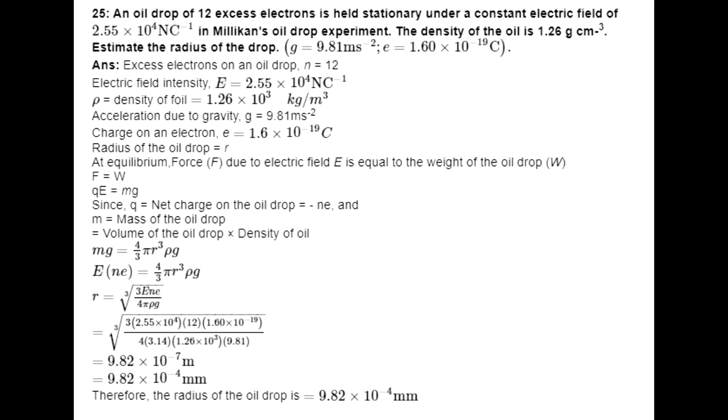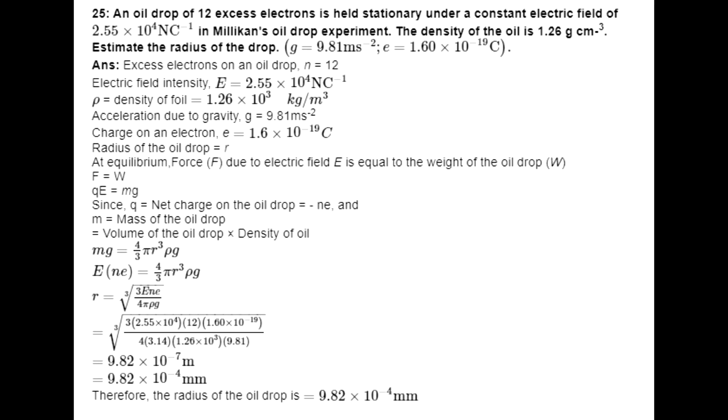That is given. Here you know that the force acting on the oil drop due to gravity is mg, and if it is balanced by the electrostatic force F equal to qE, then we can equate these two forces. qE is equal to mg, where charge q is equal to n times e.